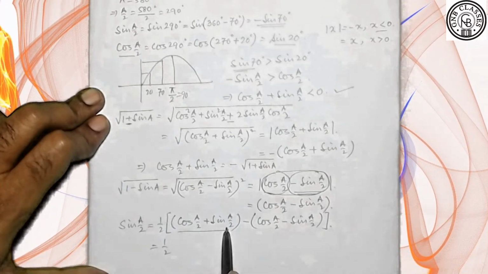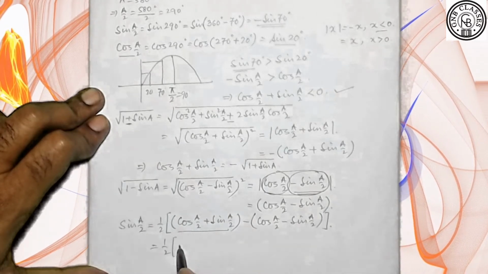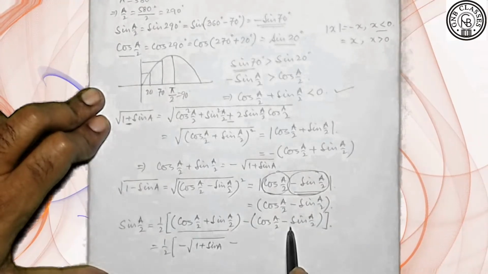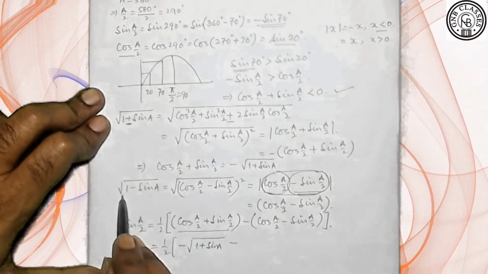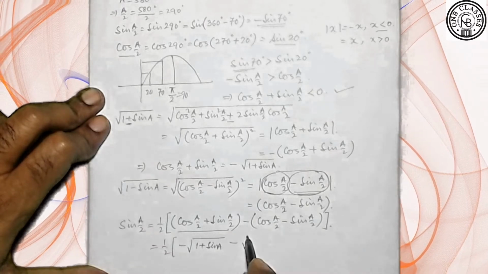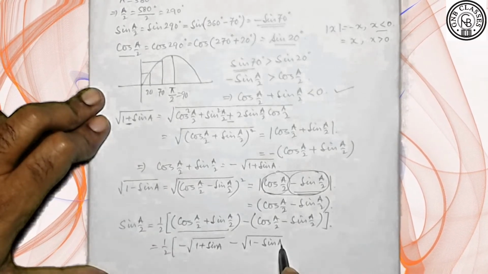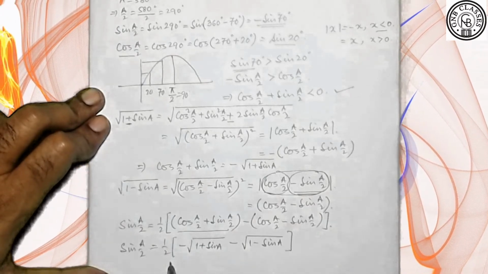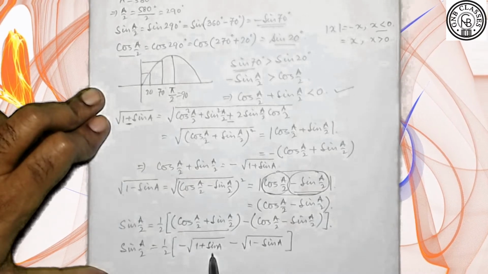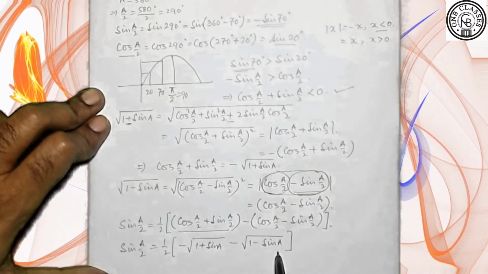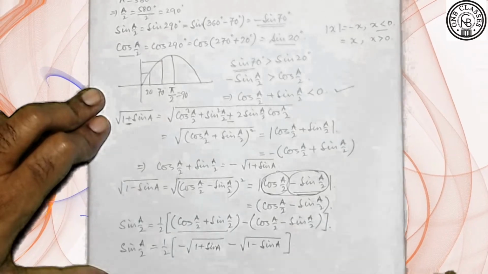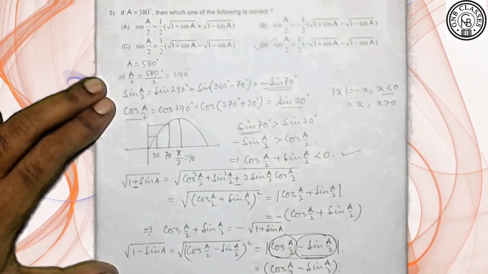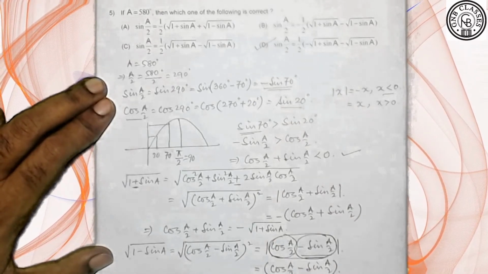Now cos A by 2 plus sine A by 2 can be replaced by minus under root 1 plus sine A. Cos A by 2 minus sine A by 2 can be replaced by under root 1 minus sine A. So it will be under root 1 minus sine A only. Is it clear? Therefore, sine A by 2 is nothing but half of (minus under root 1 plus sine A minus under root 1 minus sine A). Hence, our option D is correct. Is it clear to all of you? Absolutely? Okay.